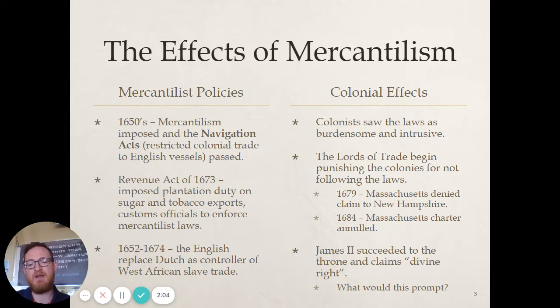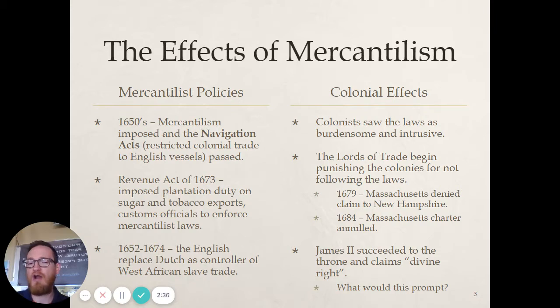So in the 1650s, you have this Navigation Act passed. You'd have the Revenue Act of 1673, which put a duty on sugar and tobacco exports, and it created customs officials to enforce these laws. Again, remember, the colonies were doing a lot of smuggling, so the British realized they needed to do something about that. You also see that during this time the English would replace the Dutch as the controllers of the West African slave trade. Now, how did the colonies feel about all this? Well, they saw it as burdensome and intrusive. They did not like that.